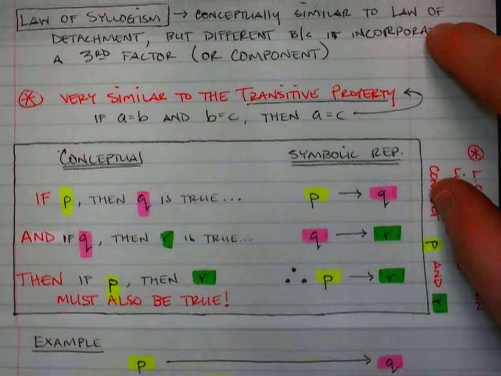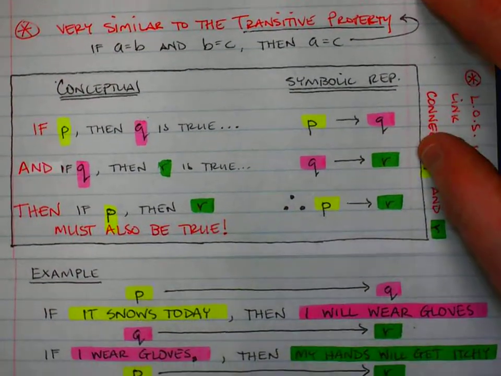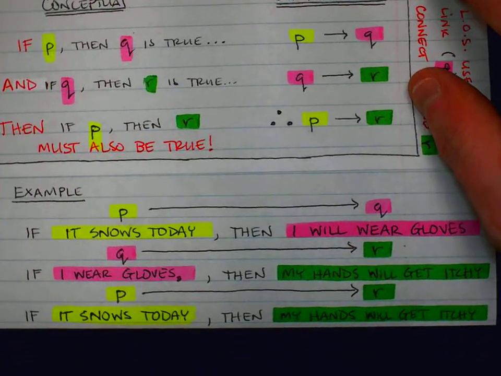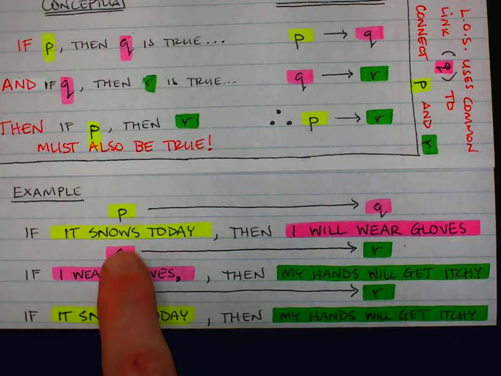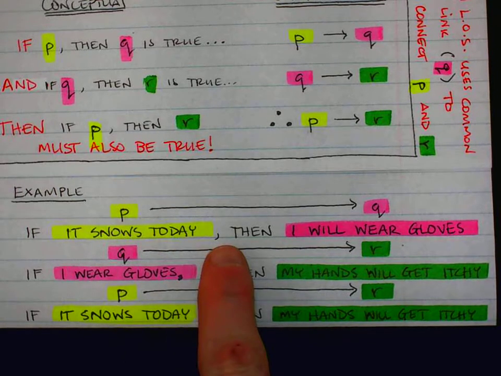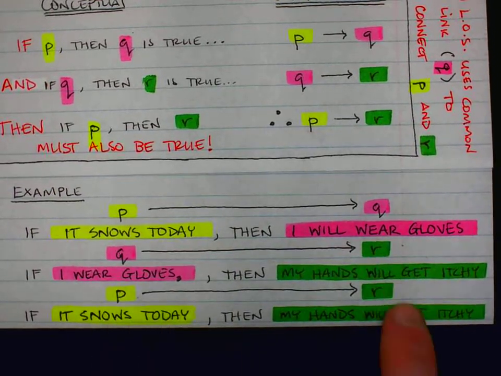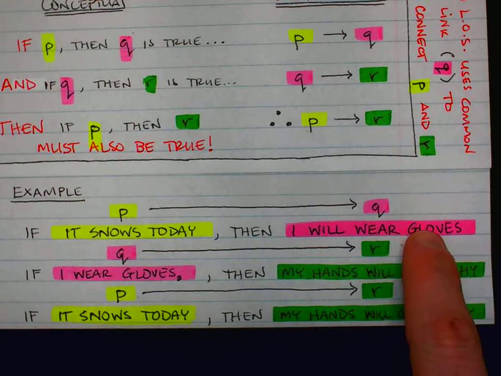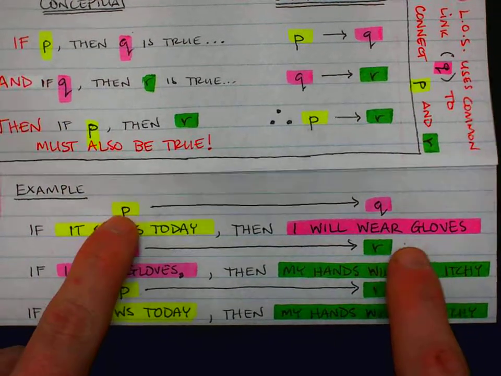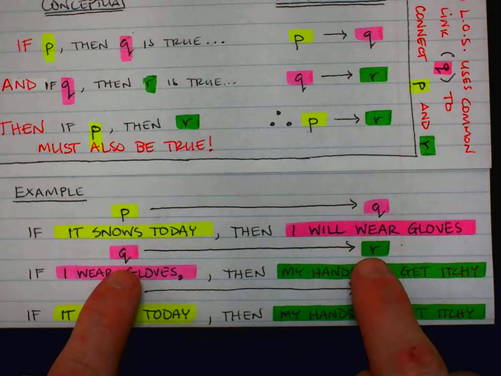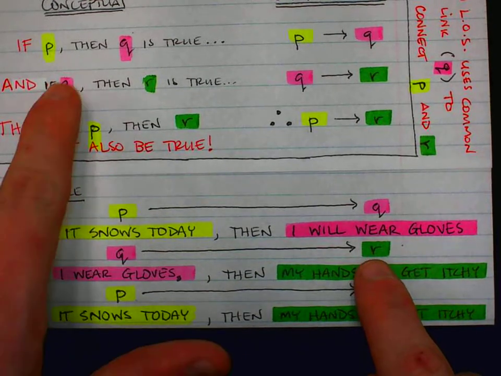If we want to consider an example of the law of syllogism, here it is right here. We diagram it down below. If it snows today, then I will wear gloves. I've color-coded these to make it easier on us. So if it snows today, then I will wear gloves: if P, then Q. If I wear gloves, then my hands will get itchy. So if Q, then R.